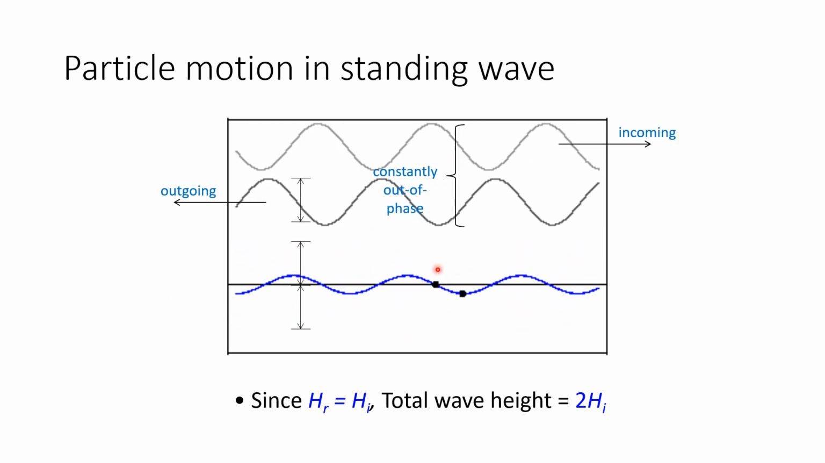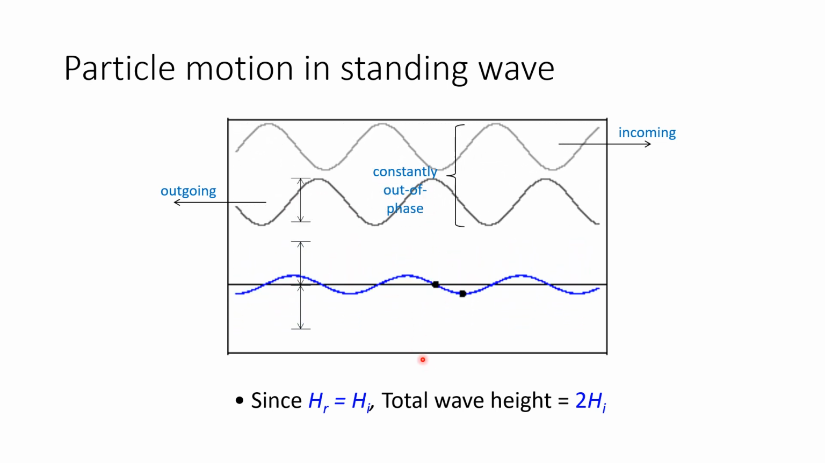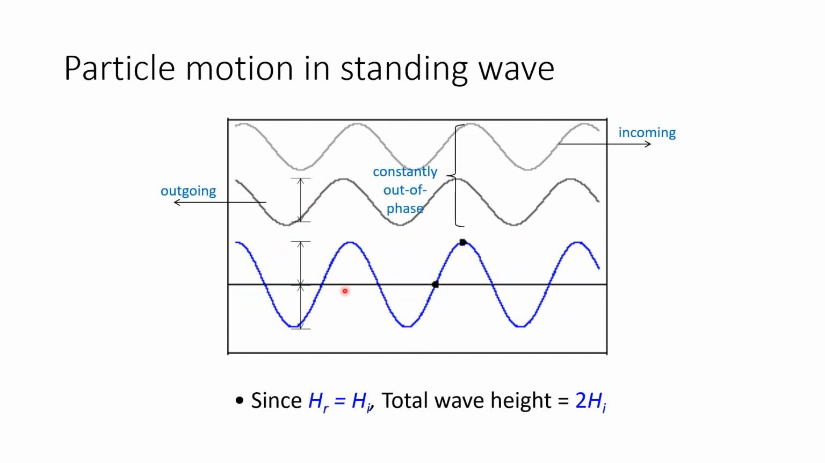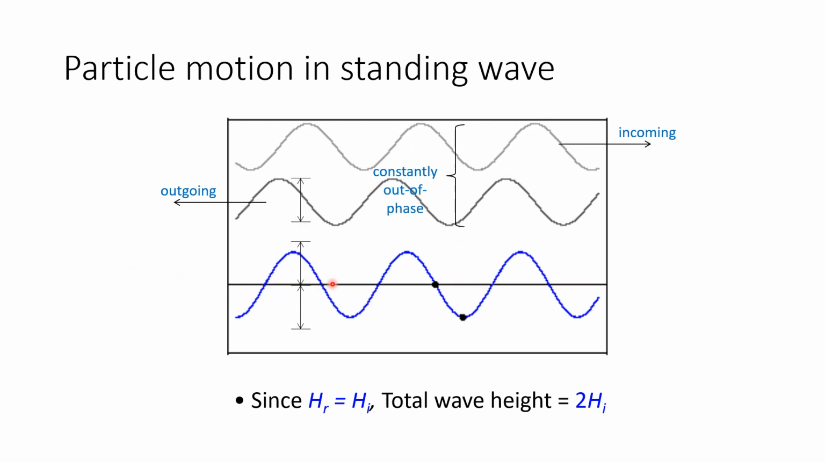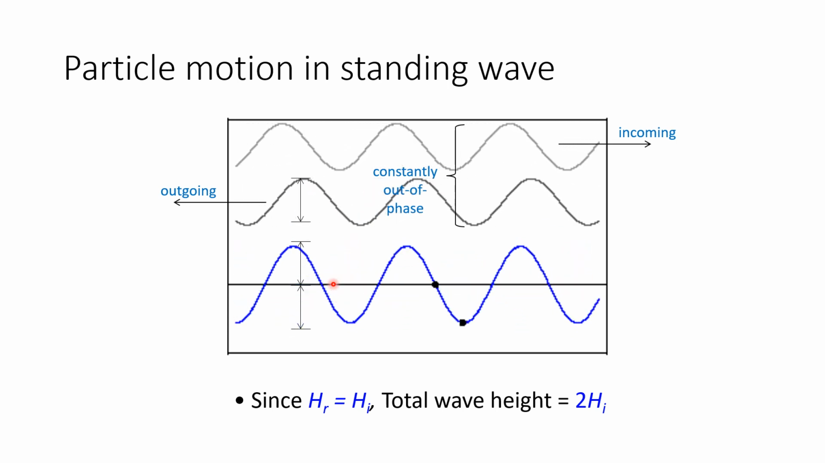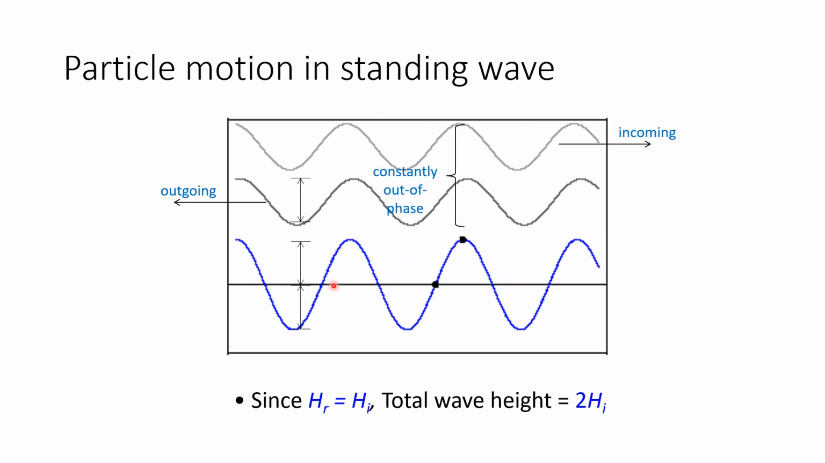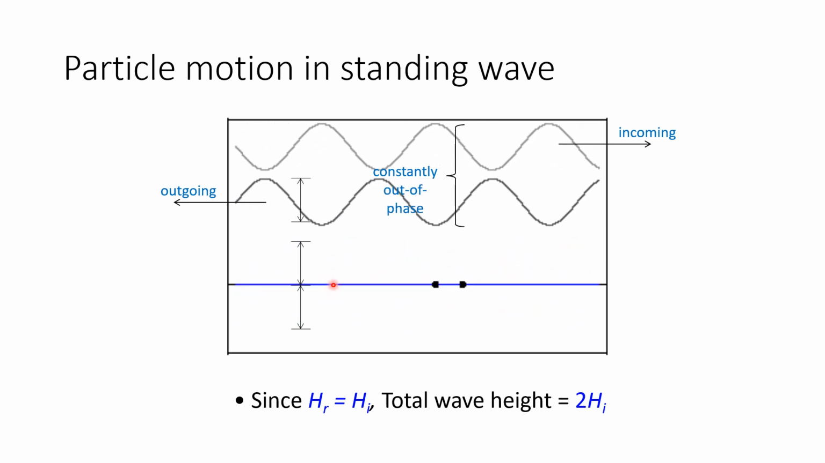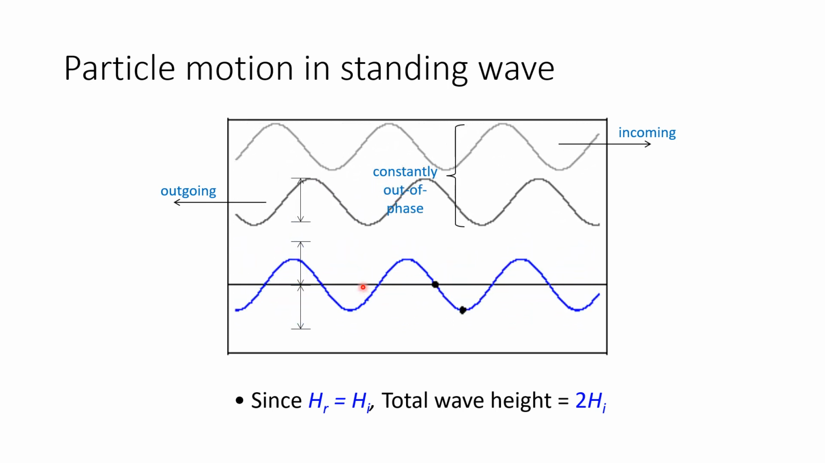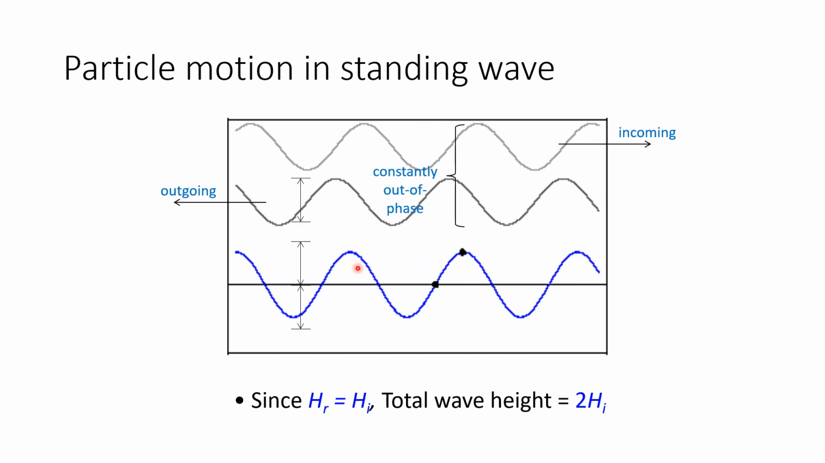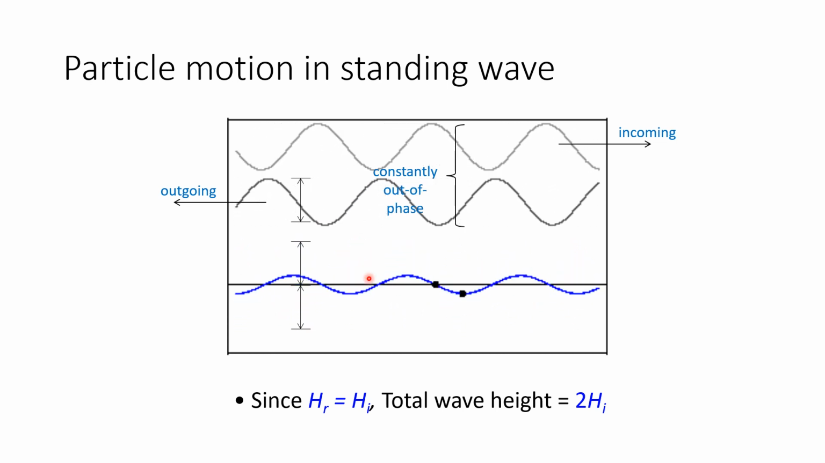You notice that in this standing wave pattern, the wave basically just moves up and down, as if there is no propagation. If we look at individual points, for example, this point is a node where the vertical displacement is essentially zero, and this remains a node throughout. Whereas this point is an antinode, where the vertical displacement is the largest, and it remains an antinode throughout.